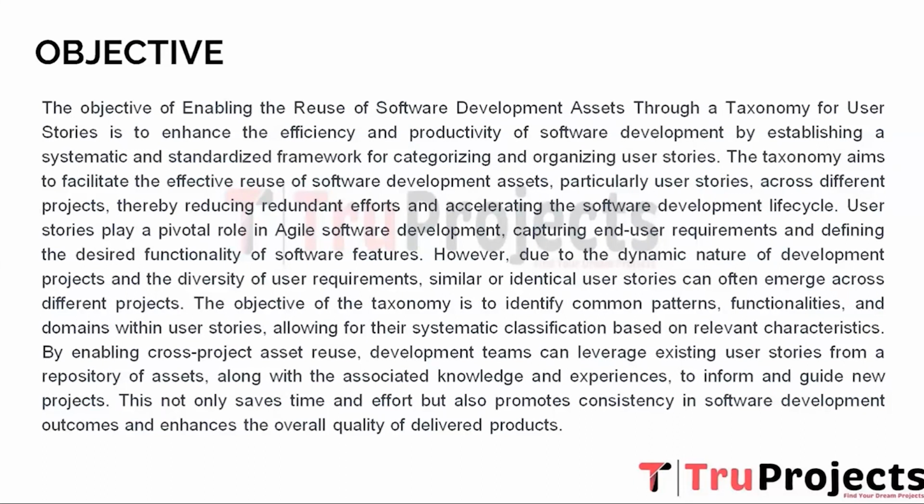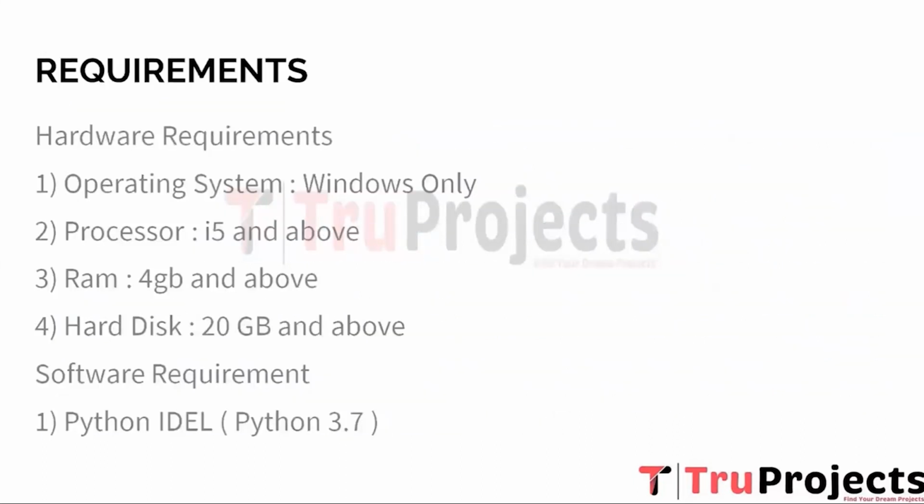of delivered products. So now coming to the requirements part, we have two types of requirements, that are hardware requirements and software requirements. In hardware requirements, operating system as Windows is required, processor i5 and above, minimum 4 GB of RAM is required, hard disk 20 GB and above. Coming to the software requirement part, Python IDLE, that is 3.7 version, is required.